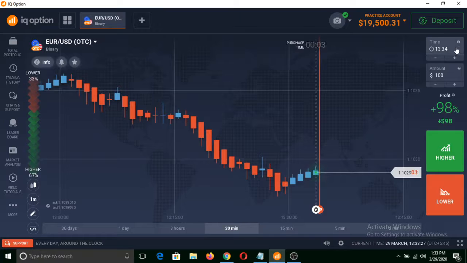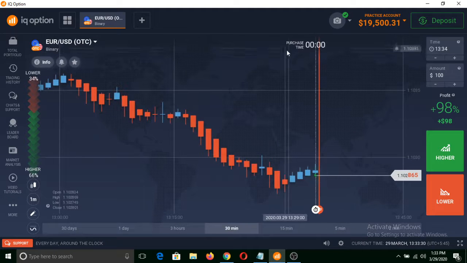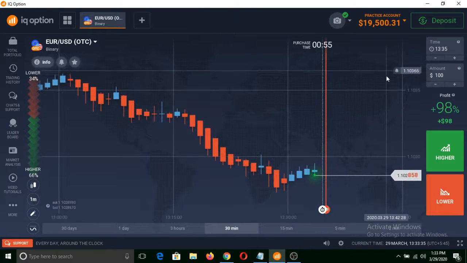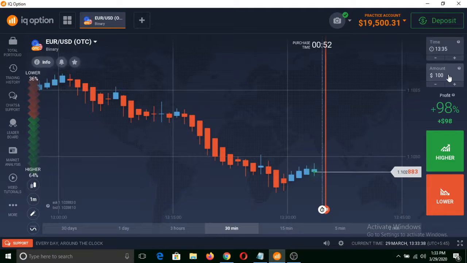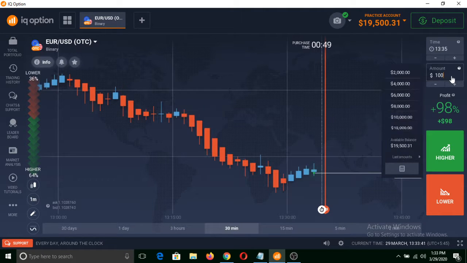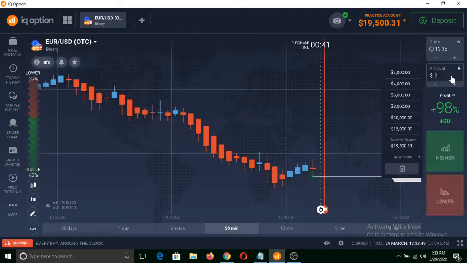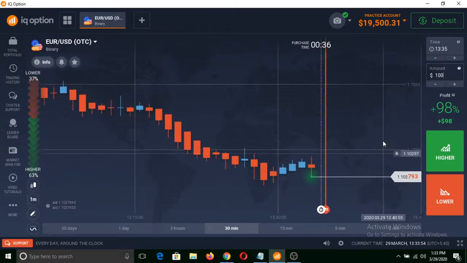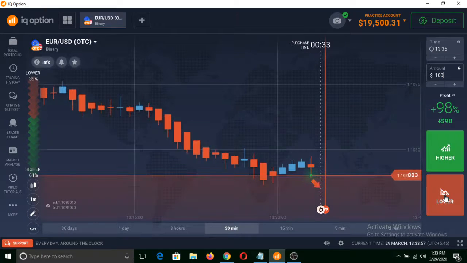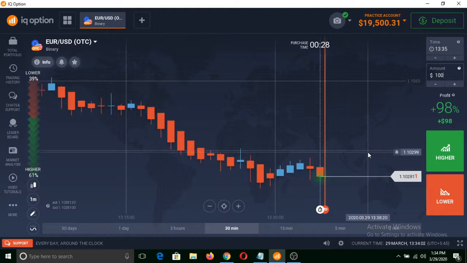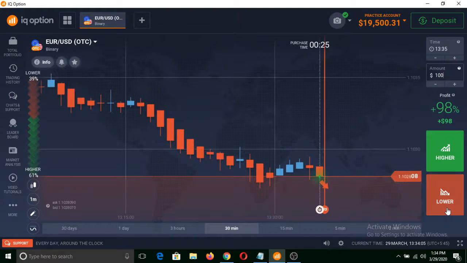Now when we select 1 minute expiration time, we will get a 60-second purchase time and an additional 30-second expiration time. Now we need to decide an amount of investment for this trade. You can invest anywhere from $1. You can invest $1, $2, $3, $10. For this trade I am going to invest $100. Now I need to click on either higher or lower. So I will make this trade by clicking on lower.